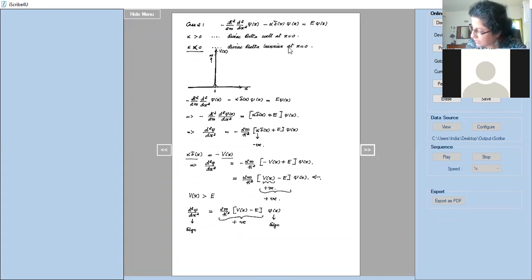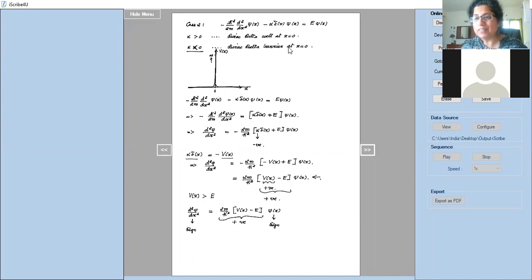So if psi of x is negative, d squared psi by dx squared is also negative. If psi of x is positive, d squared psi by dx squared is also positive. They have the same signs. Will you agree with me? Mathematically, just look at it. Will you agree that the double derivative of psi has the same sign as psi? Yes, ma'am. Okay.